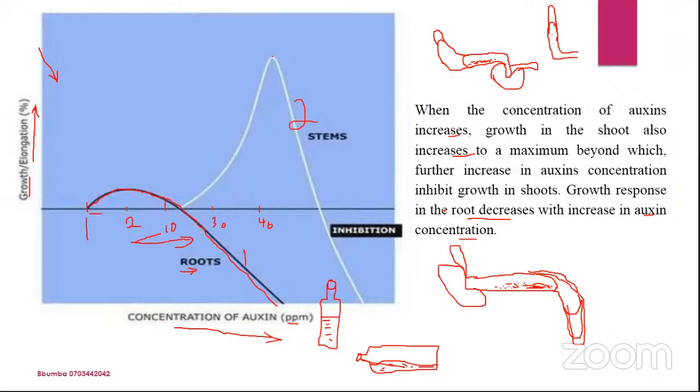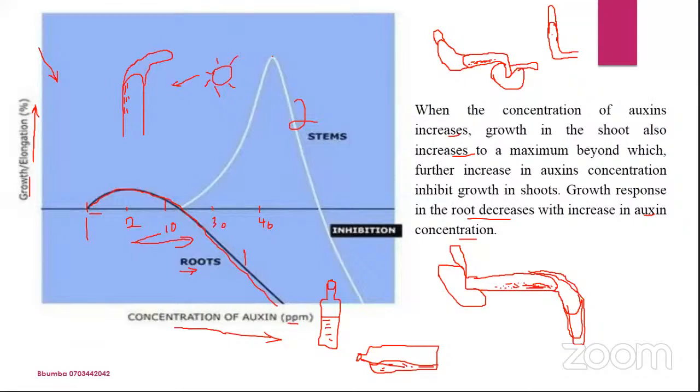Auxins don't like light, or they fear light. If you have a shoot here and light here, assuming this is sunlight, the auxins which were evenly distributed run away from the lighted side where light is coming from, and they run to the dark side. When they run to the dark side, they make this side of the shoot grow more and more and more. And then the shoot bends towards light. That is what I can say.